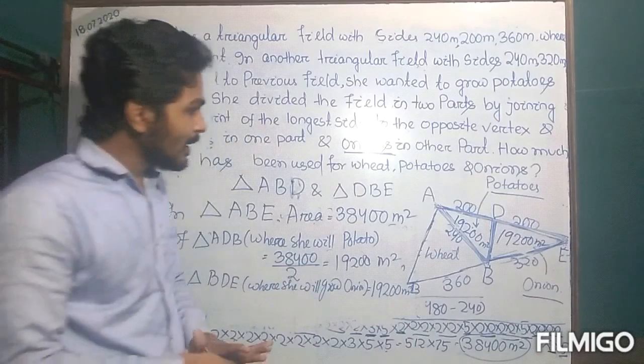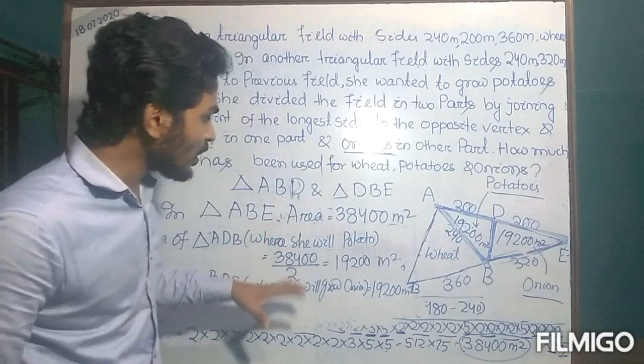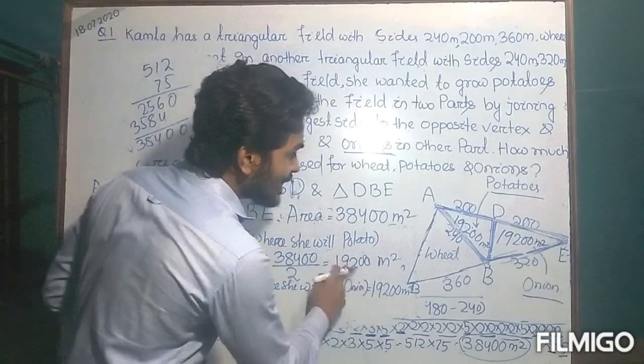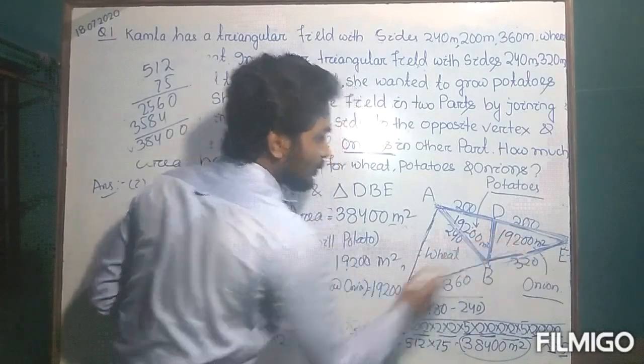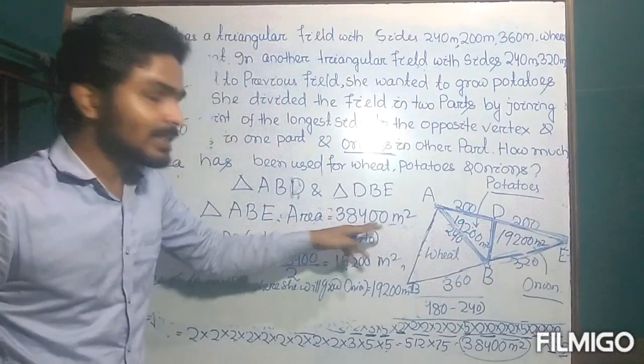Now is it clear? So you can also verify whether my answer is correct or not by adding these two numbers. Okay, if these two numbers by addition give this, then it is correct.